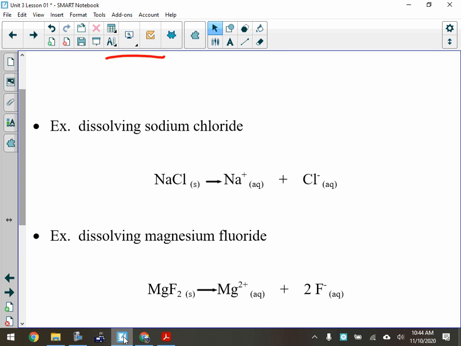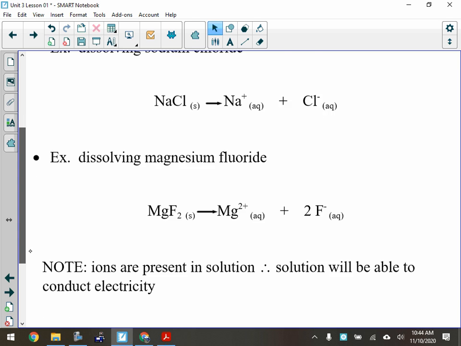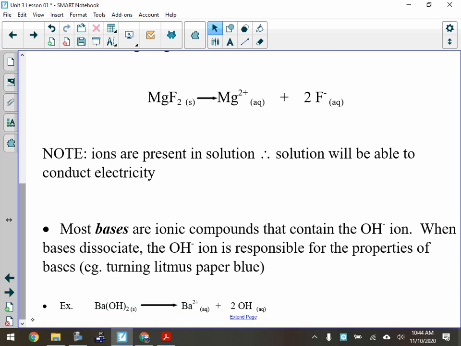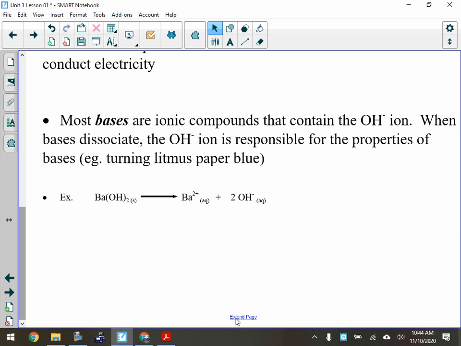Some conduct very well, like these ones would probably be pretty good. Actually, the magnesium chloride one might not be, but I'd have to look that up. And some are kind of poor, but they always conduct electrical current to some degree. Note, ions are present in a solution. That means, therefore, the solution will be able to conduct electricity. So the solution will conduct electricity.